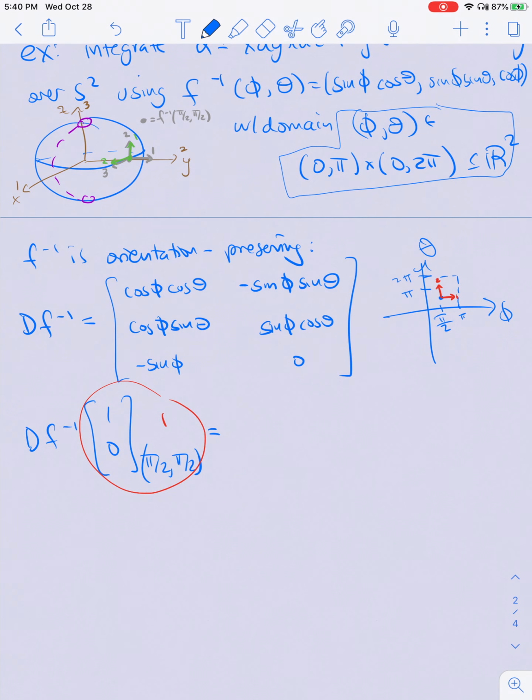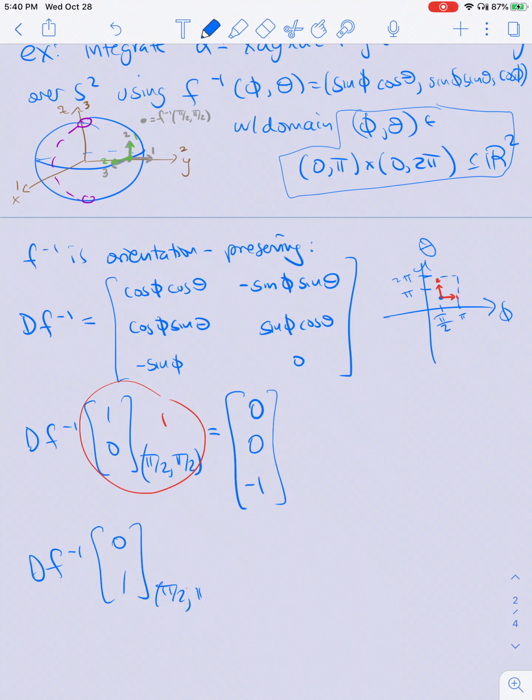If I'm taking the image of the vector (1, 0), I'm going to get the first column of dF inverse, and I just plug in pi over 2, pi over 2. So cosine of pi over 2 is 0, so I get 0, 0, and negative 1. And dF inverse of (0, 1) at pi over 2 is the second column, so this is going to be negative 1, 0, 0. So this will be my second vector.